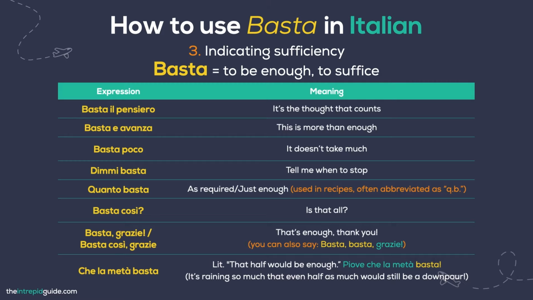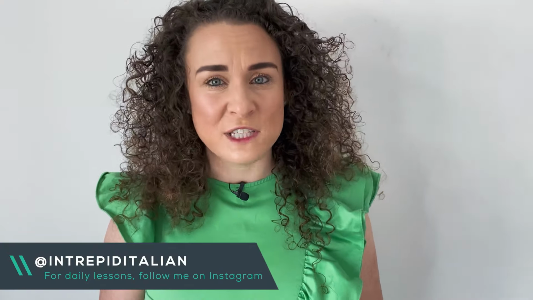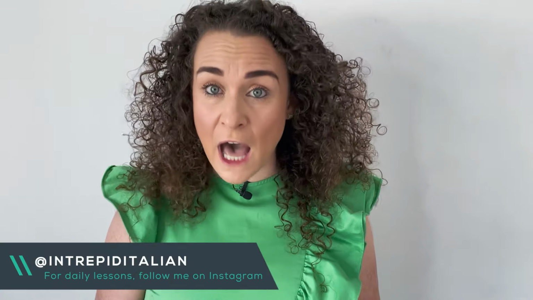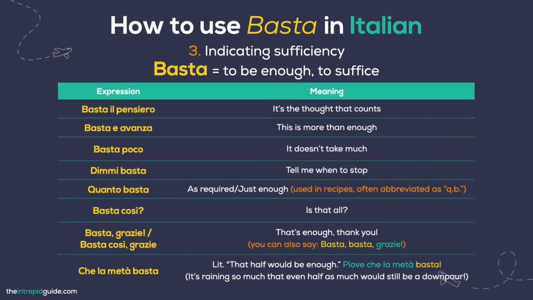Che la metà basta. That half would be enough. Now, this is a common Italian expression to highlight that even half of something would already be a lot. For instance, Piove che la metà basta. It's raining so much that even half as much would still be a downpour.